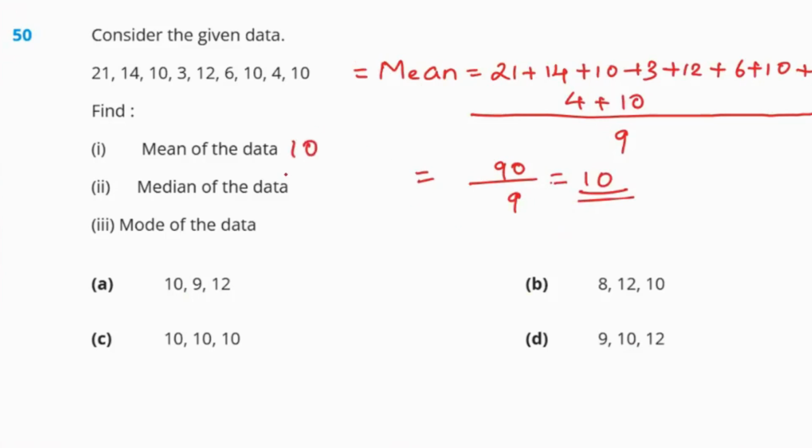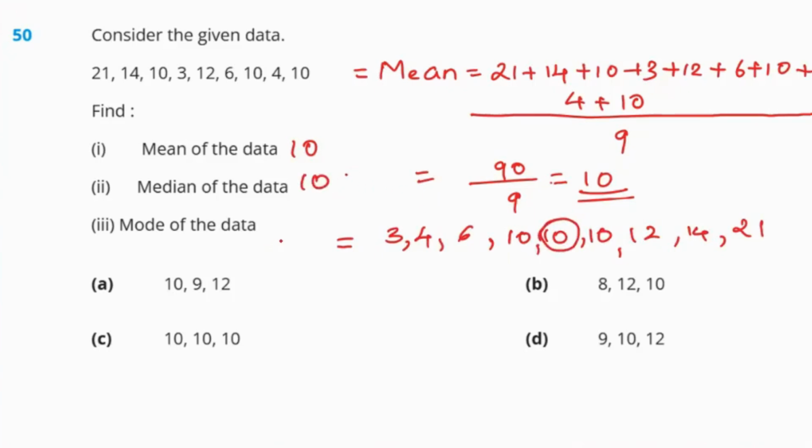Okay, and for the median, we have to arrange these numbers in ascending order. When we arrange this, we will get 3, 4, 6, 10, 10, 10. 3 tens are there. Then 12, 14, and 21. The number which appears in the center is the median. So here median is 10.